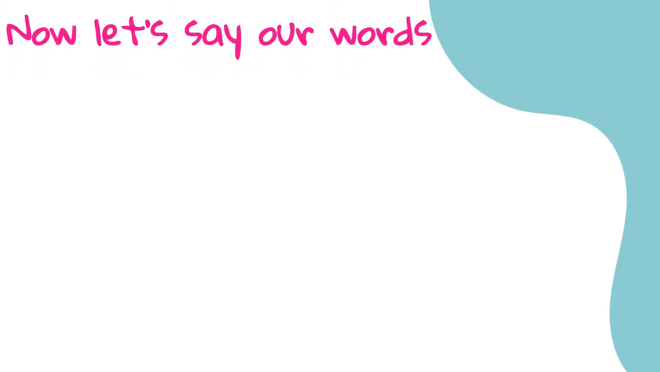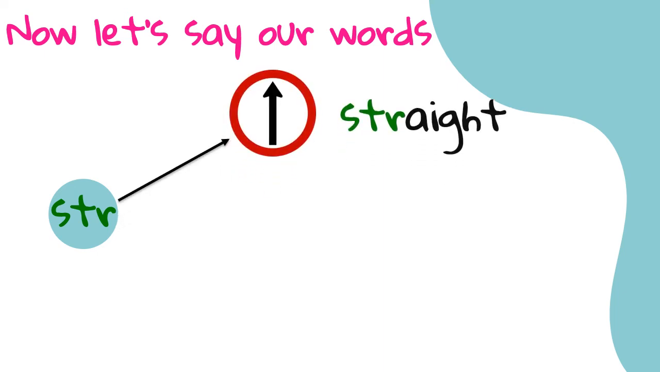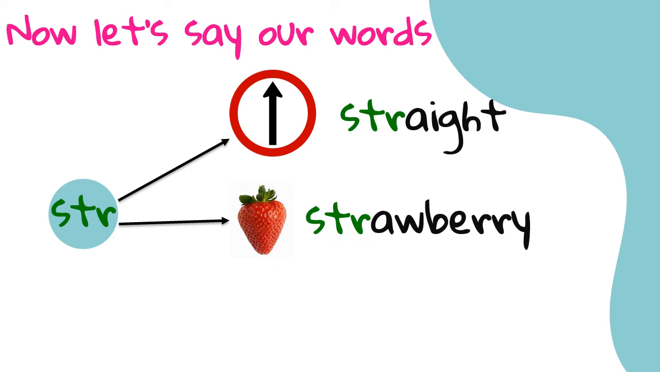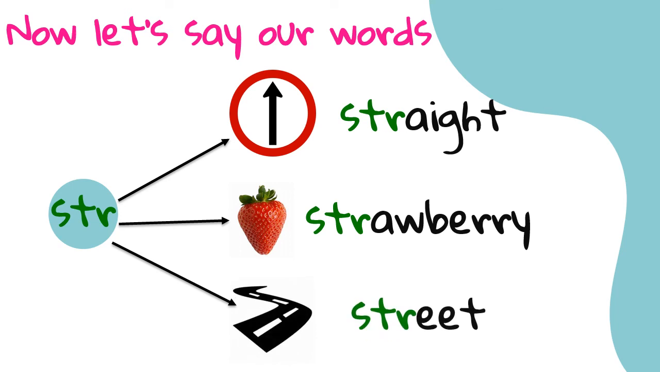Now after watching this video بعد ما اتفرجنا على الفيديو ده let's say our words. تعالوا نشوف الكلمات بتاعتنا. أنا عندي two sound ال S مع ال T مع ال R يدينا sound stra زي كلمة straight, stra, strawberry, stra, وآخر كلمة stra, street.